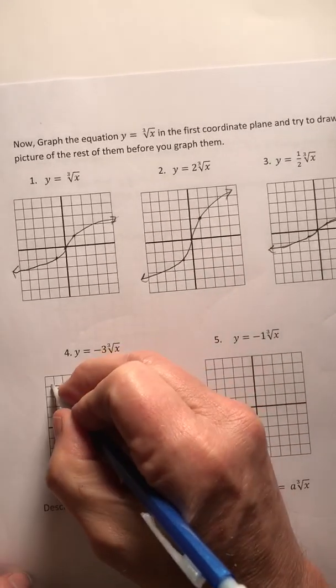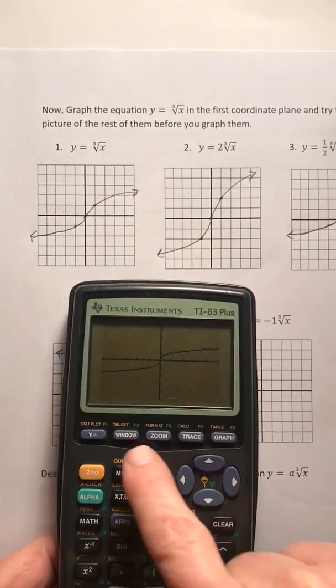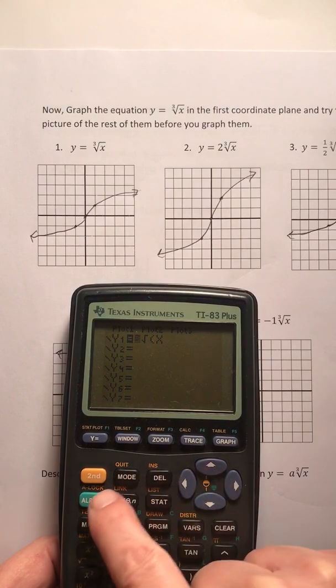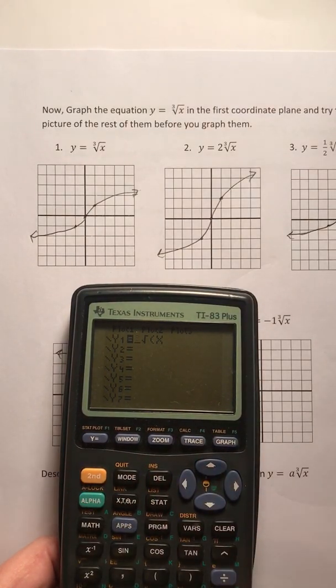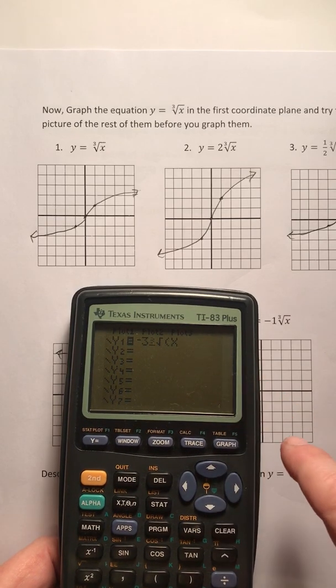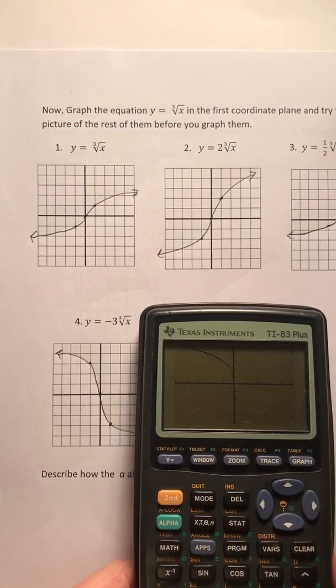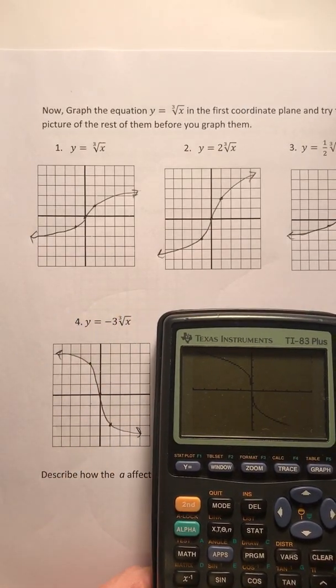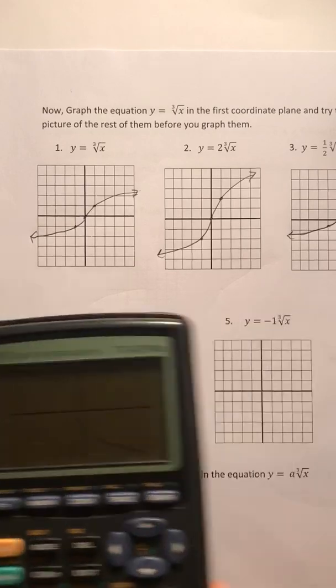All right. And I can show you that in the graphing calculator. We'll go y equals, and I'm going to do second and the insert, and I'm going to put a -3 out front. So I got my -3, and then if I graph that, you can see that's the graph we get. Okay, which is basically what I drew.